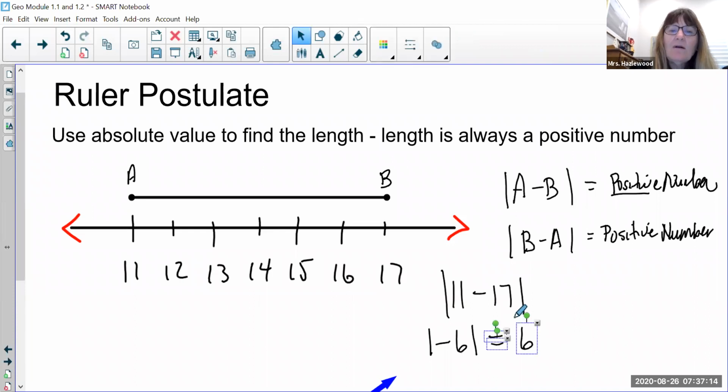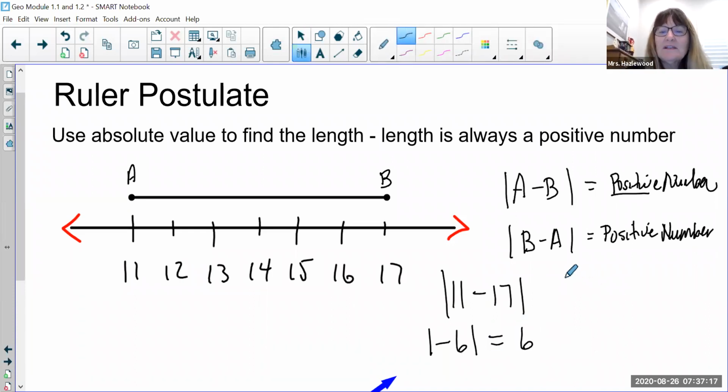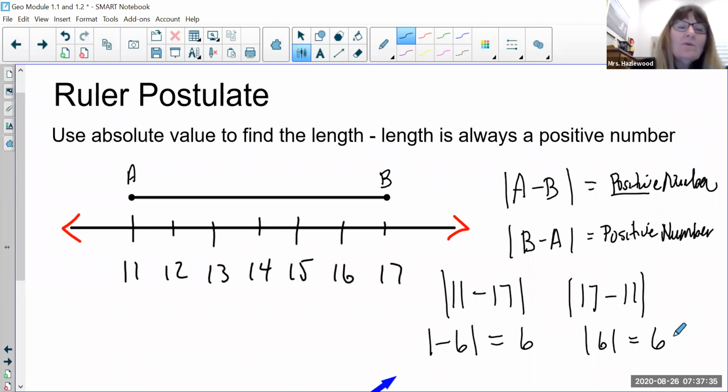All right. Now on my next one, I said B minus A. So I'm going to say 17 minus 11. When I simplify this one, you can see that inside the absolute value, it's a positive 6. So therefore, this is just 6. The length of that line is 6 units. I could have counted it 1, 2, 3, 4, 5, 6, but you just need to understand how the length works. We take one point and we subtract the other point from it. That's the length of the line.